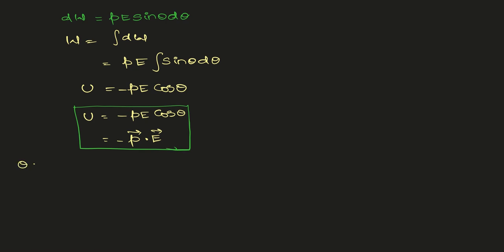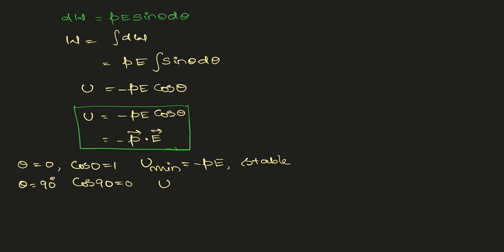And if theta is 0, cos 0 is 1, so potential energy will be minimum, that is minus PE. We'll call this the stable equilibrium position. And if theta is equal to 90 degrees, cos 90 is 0, so U will be 0, and at theta 180 degrees, cos 180 is minus 1. So potential energy will be maximum. That maximum potential energy will be plus PE, which is unstable equilibrium. So we'll have some questions based on this.